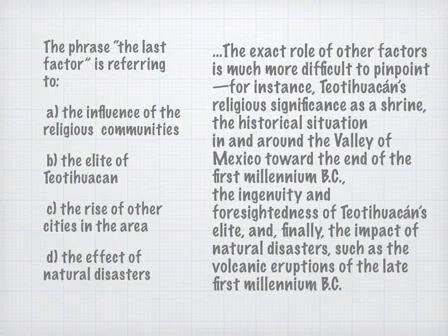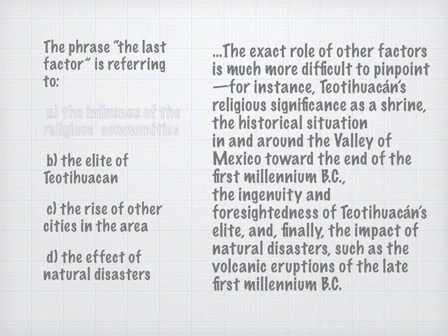So let's have a look at this first one, the influence of religious communities. Now we have, at the start of this, a big long list of things. Teotihuacan's religious significance as a shrine. This happens quite early on in the preceding paragraph to the one that we just looked at. So I don't think that we can really involve option A, as there's no real influence. There's religious significance, but there's no real influence being mentioned.